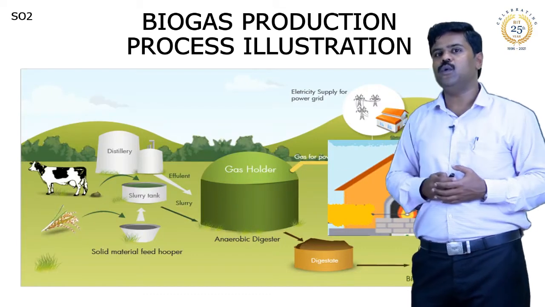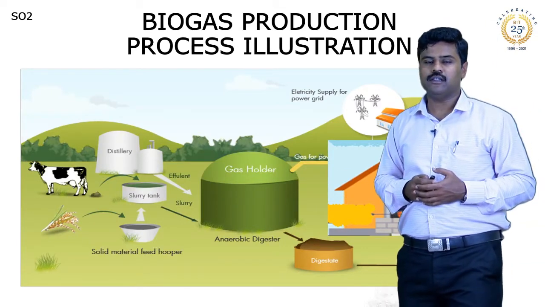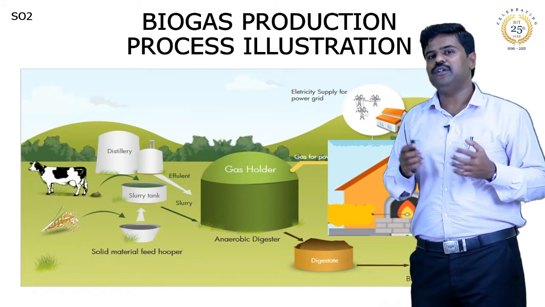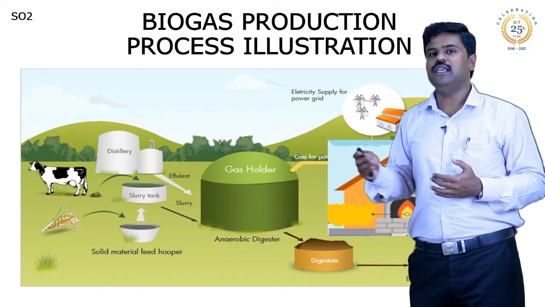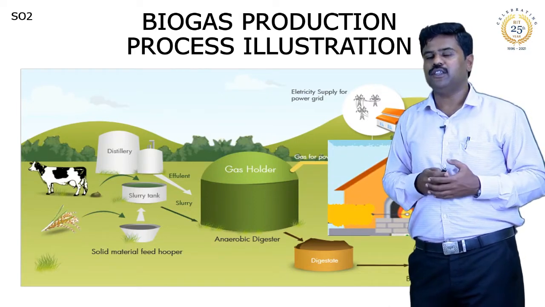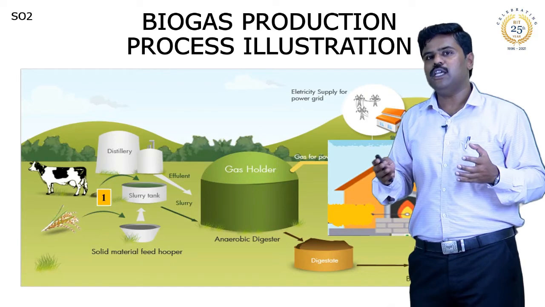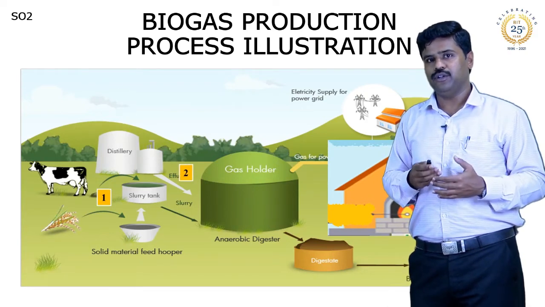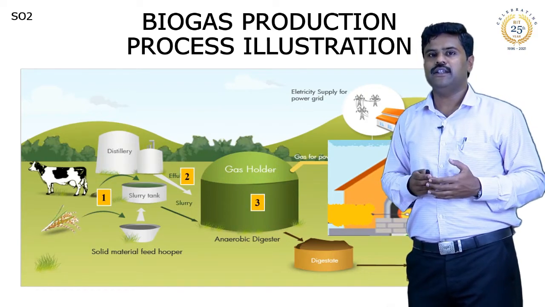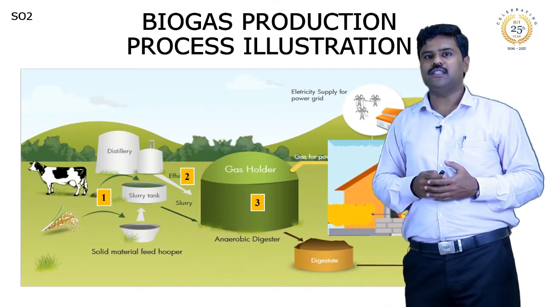Now we are going to see the overall process of biogas production. First step is we need to take the organic waste and mix it with the cow dung, which is rich in the methanogens, and then we need to add an equal amount of water to make it into slurry. Once the slurry is ready, we are going to put it in the anaerobic digester.